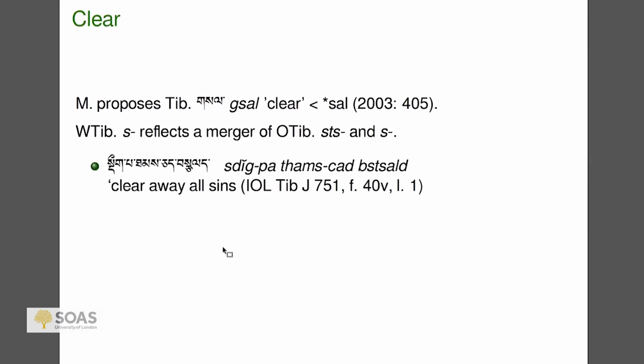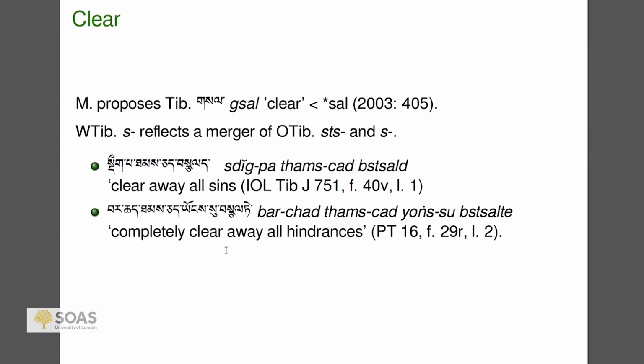This is the past tense of the verb to clear, b-s-t-s-a-l-d. And here's another example from Old Tibetan: completely clear away all hindrances. Barche is hindrance, tamche all, yongsu completely, bsaldte, with b-s-t-s. So the root is stsal, not sal. So the reconstruction to Proto-Sino-Tibetan must also be wrong.